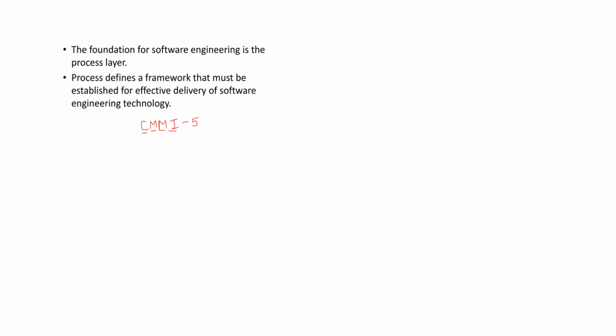The process defines a framework that must be established for effective delivery of software engineering technologies, and process management or process evaluation is done through CMMI, that's Capability Maturity Model Integration. This is a stage-based system where the higher the number your company is at, the more stringent the process the company is following. CMMI level 5 companies like Infosys, IBM, Accenture, TCS actually have lots of process.